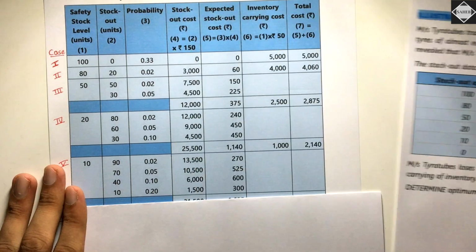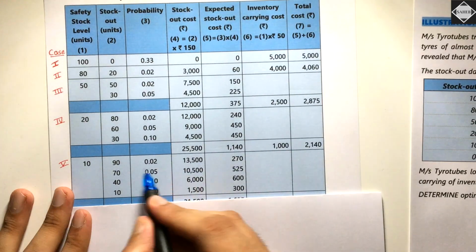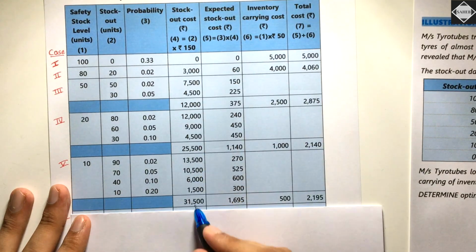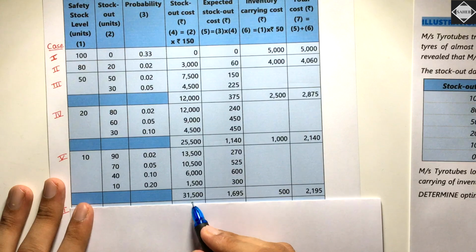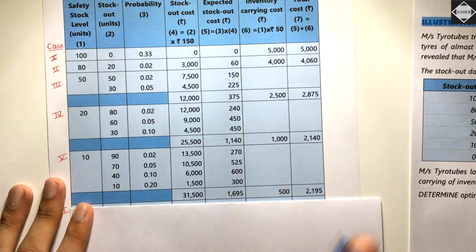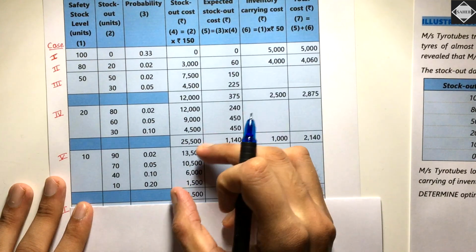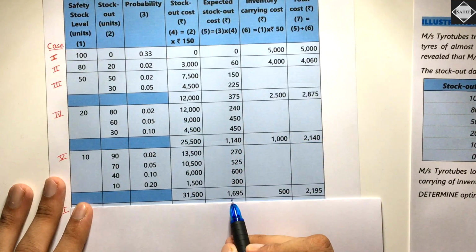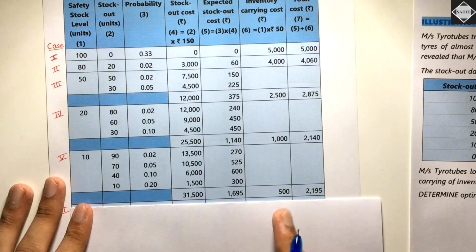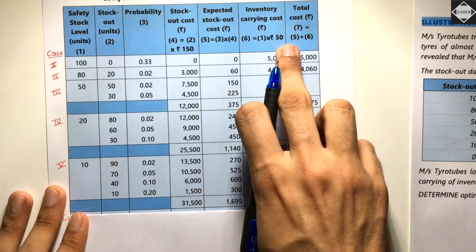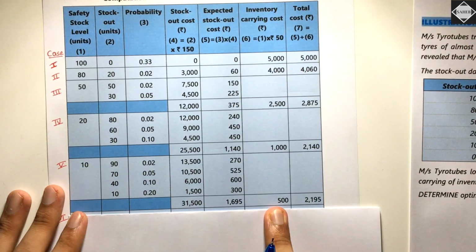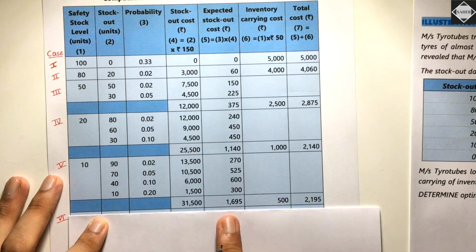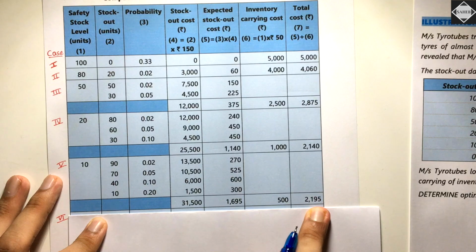Now the same calculation you have to repeat. Take these values, multiply with 150 separately, you will get all these figures, make a sum, you will get 31,500. And then expected stock out cost the same way. Take the stock out cost separately, multiply with probabilities, take a sum, you will get the expected stock out cost in total. And then carrying cost, you can calculate 10 into 50, that is equal to the carrying cost of carrying 10 tires as safety stock. Then just make a sum of these two, you will get the total cost.